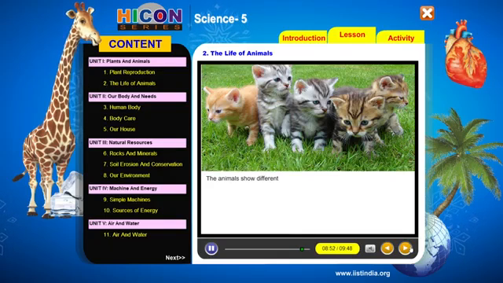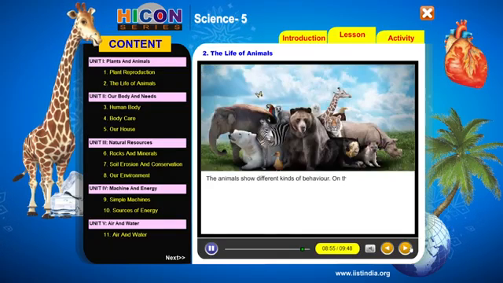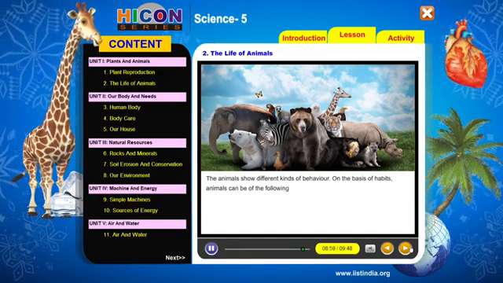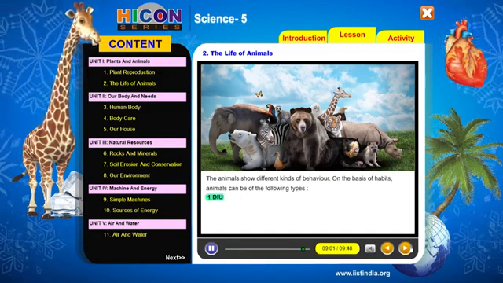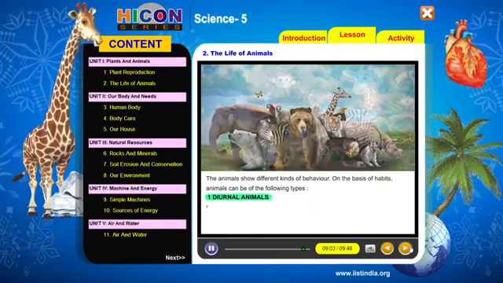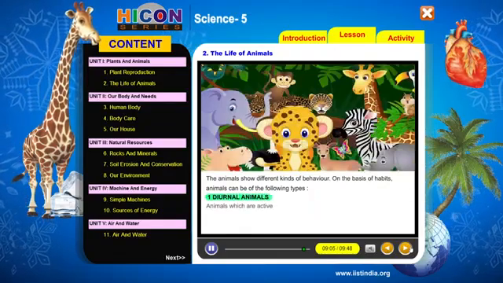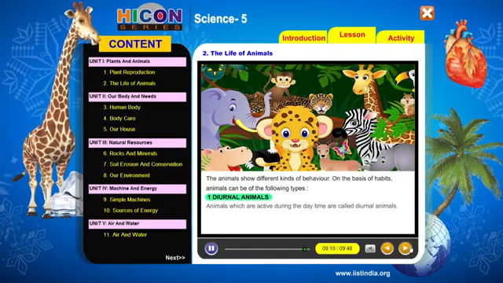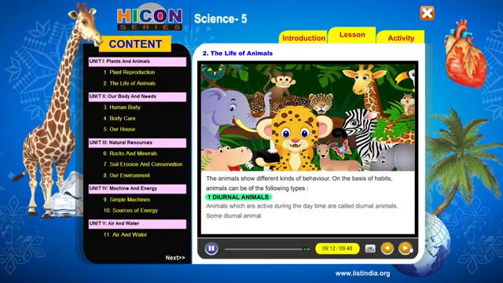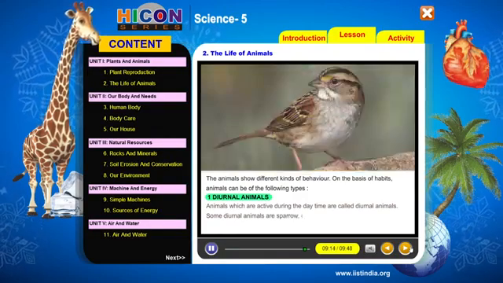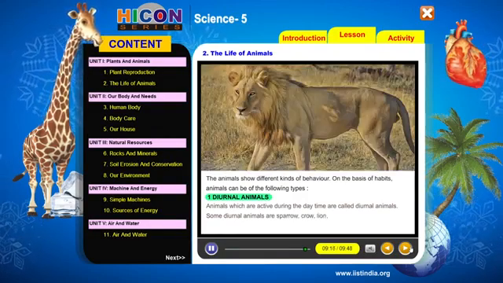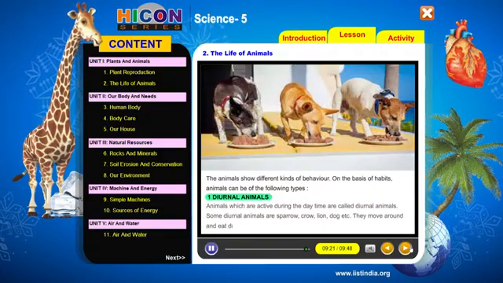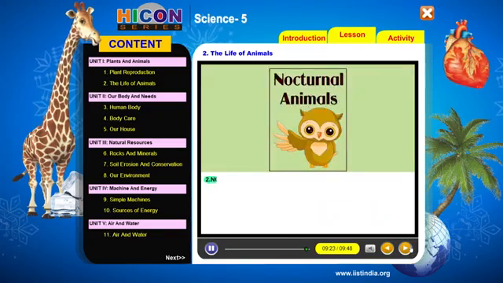The animals show different kinds of behavior. On the basis of habits, animals can be of the following types. 1. Diurnal animals. Animals which are active during the daytime are called diurnal animals. Some diurnal animals are sparrow, crow, lion, dog, etc. They move around and eat during the daytime.